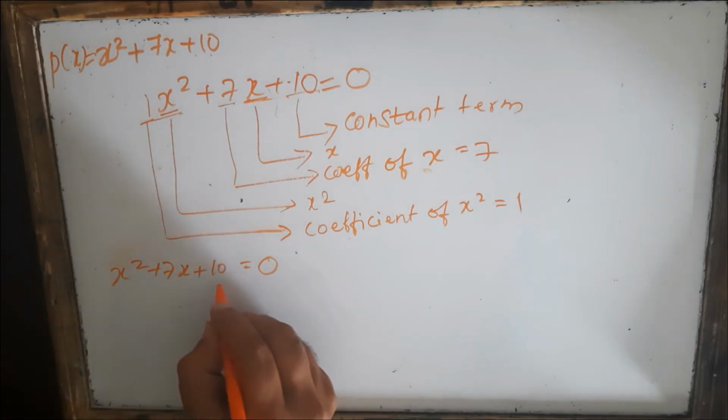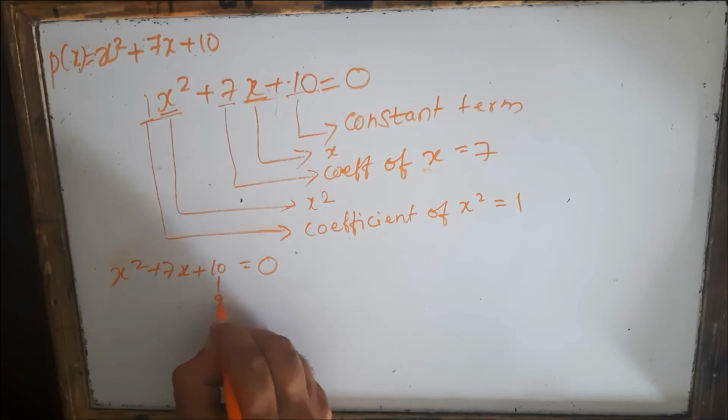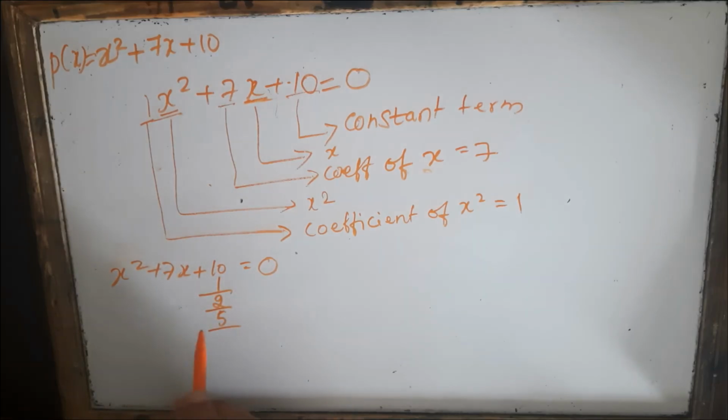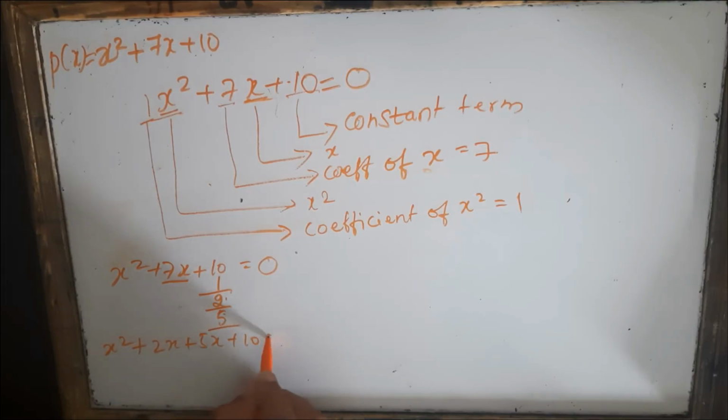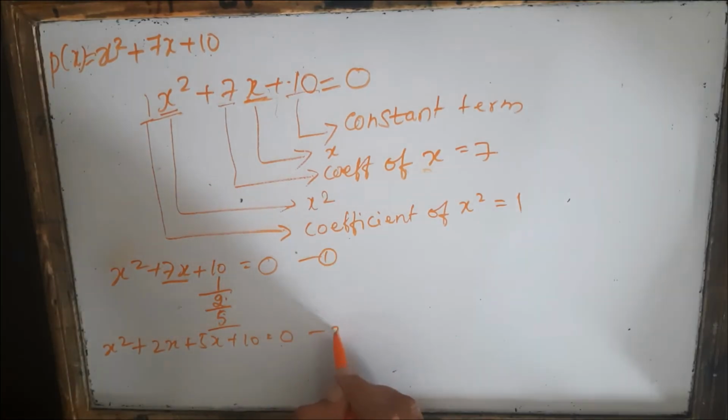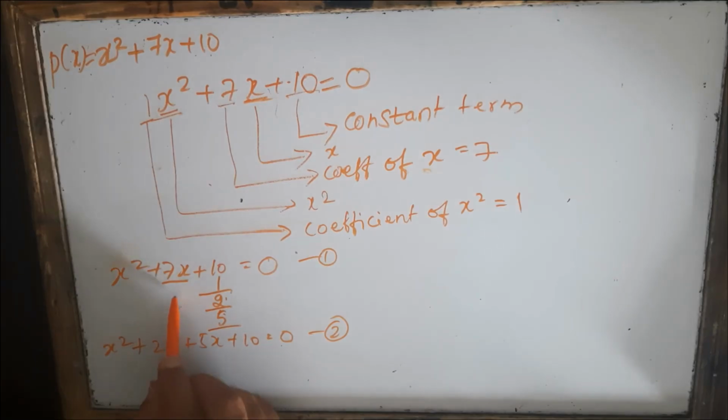So the factors of 10 are 2 and 5. So we divide this 7x into 2 and 5, something like this. x square plus 2x plus 5x plus 10 is equal to 0. There is no change between this equation and this equation. Just like this, we split 7x into 2x and 5x. Other than that, everything remains the same.